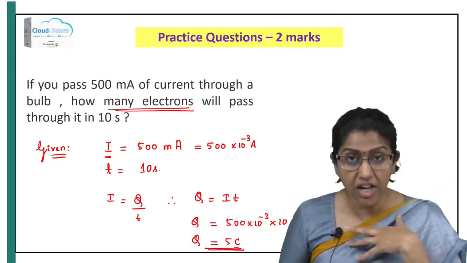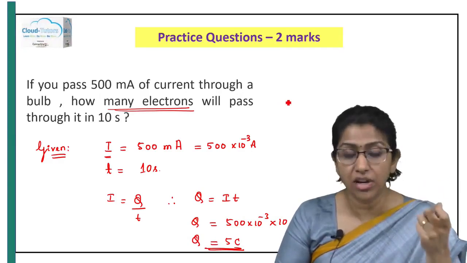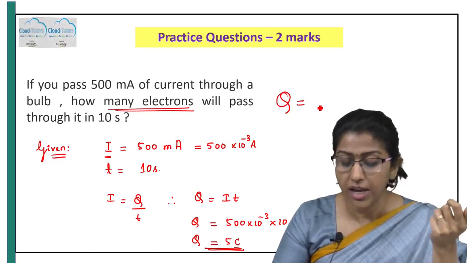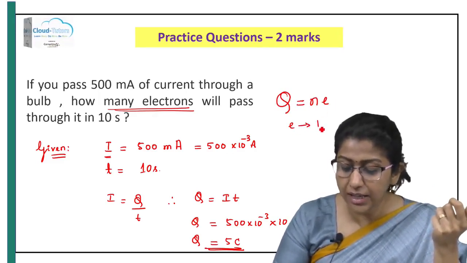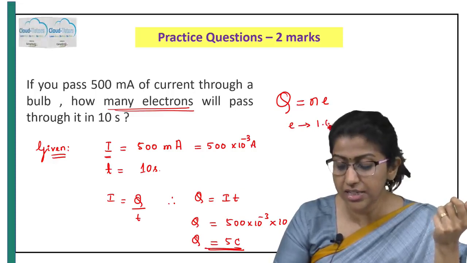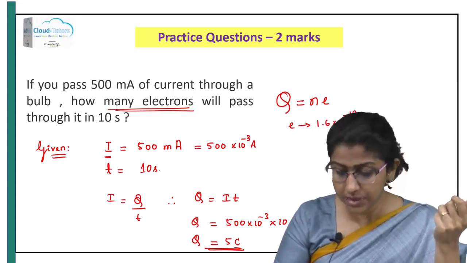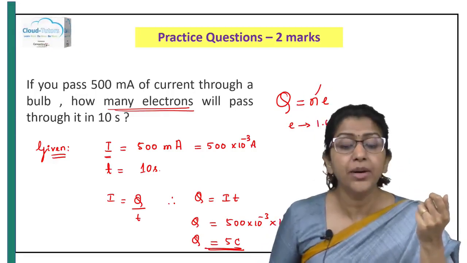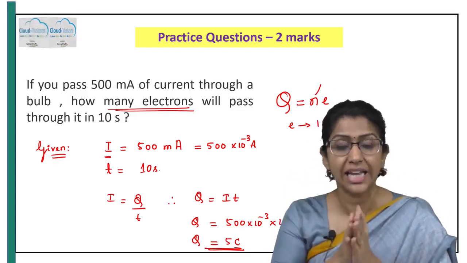Now that we have charge, we can always calculate the number of electrons using this equation, that is quantization equation. Q is equal to N into E, where E is nothing but electron charge, that is 1.6 into 10 raised to minus 19 coulombs, and N is the number of electrons present in 5 coulomb of charge in this case.